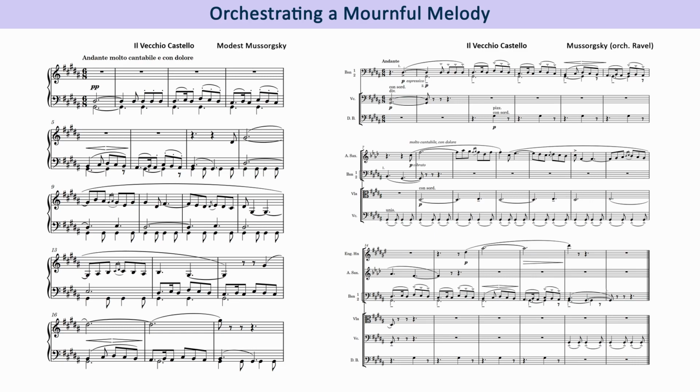Also, Ravel isn't doubling anything up or down by an octave. He's keeping the register as it was in the piano, at least in this opening passage. The melody is in a solo instrument, alto saxophone, so no doublings there. The strings are muted, so a slightly warmer timbre, and notice how Ravel moves the left-hand accompaniment between instrument groups.